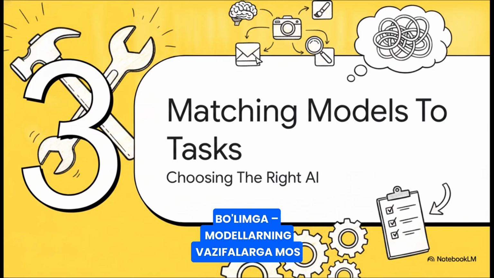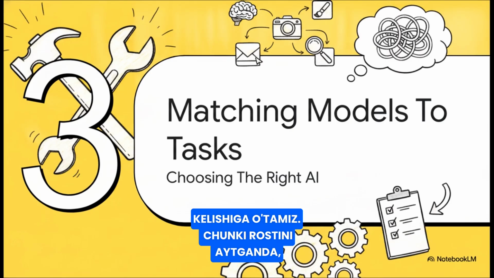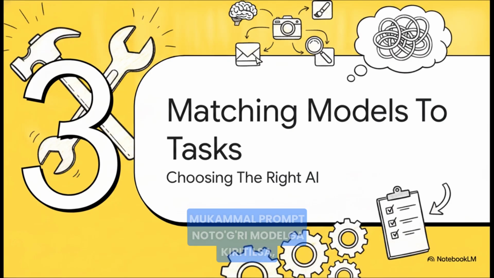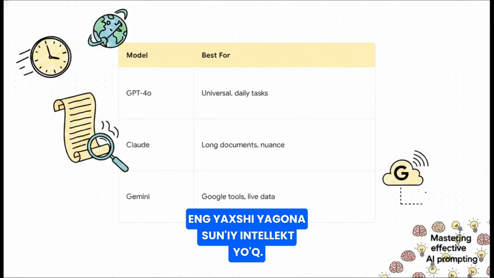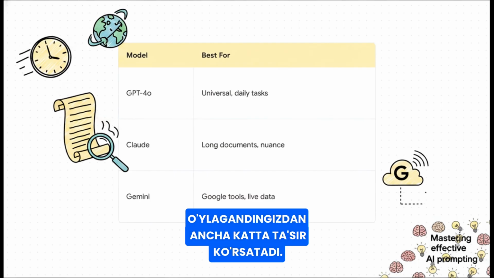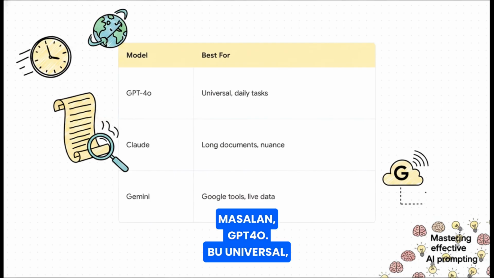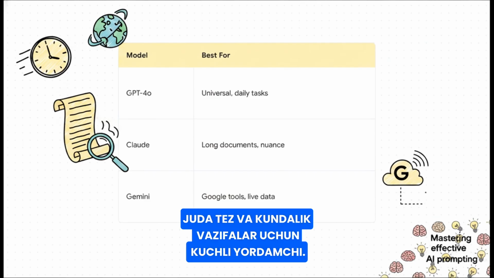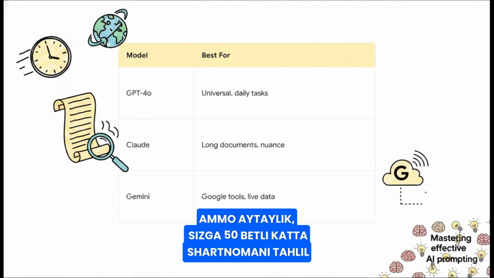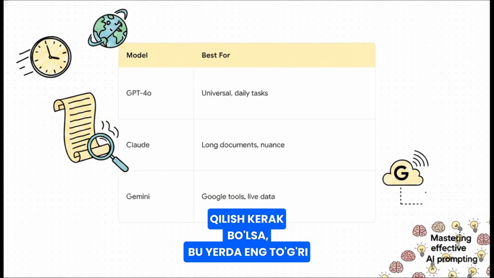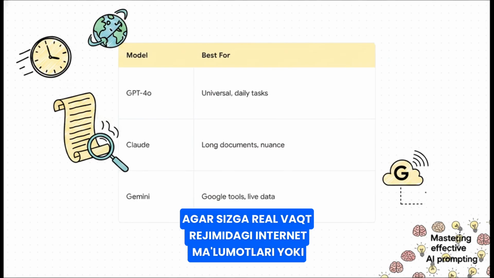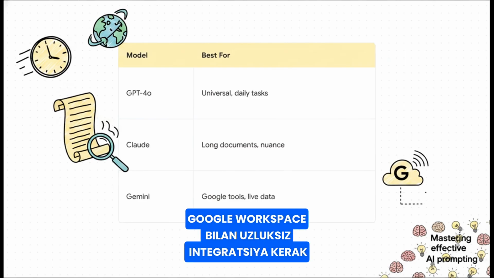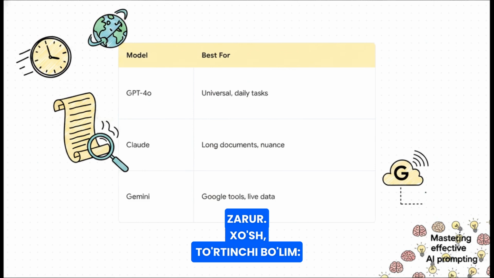Now, on to section 3, matching models to tasks. Because honestly, a flawless prompt fed into the wrong model is still going to cause you a major headache. Here's the thing, there is no single best AI out there. Picking the right platform actually impacts your final result way more than you think. For example, GPT-4o, that's your universal, incredibly fast daily task powerhouse. But say you need to analyze a massive 50-page contract. Claude is your go-to there, thanks to its huge context window and really nuanced writing. Meanwhile, Gemini totally shines when you need real-time, live internet data or seamless integration with Google Workspace. You've got to match the model to the mission.